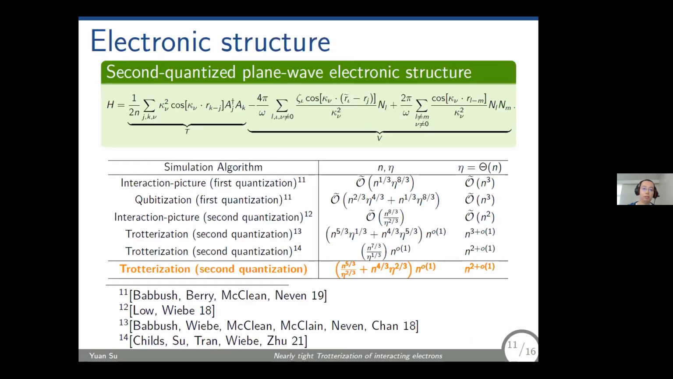Yes, well, it depends on the application. Here is the comparison of different algorithms for simulating plane wave basis electronic structure. We can simulate that in both first quantization and second quantization. In second quantization, this new result actually improved over the best previous results. In first quantization, we don't get a strict improvement in all parameter regimes, but we can get an improvement, if I remember correctly, when n is on the order of eta squared. In this regime, we can get a faster quantum simulation.